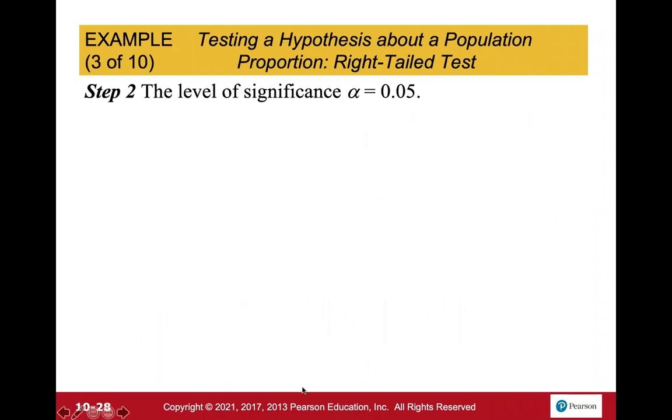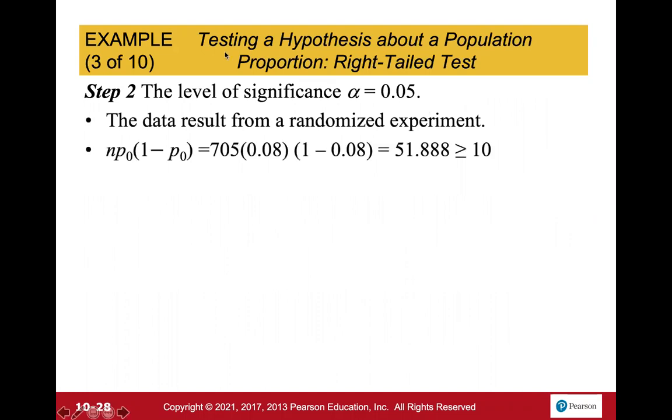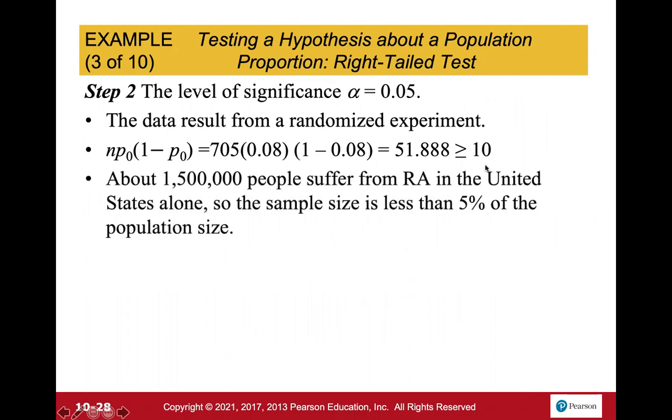All right, step two, the level of significance. So we have alpha equaling 0.05. The data results from a randomized experiment. This is something that we forgot to do, but we looked at the product of these three numbers, so n times p times 1 minus p. When we multiplied all of those together, that product is greater than or equal to 10. Also, about 1.5 million people suffer from RA in the United States alone, so we're well within, or less than, 5% of the population.